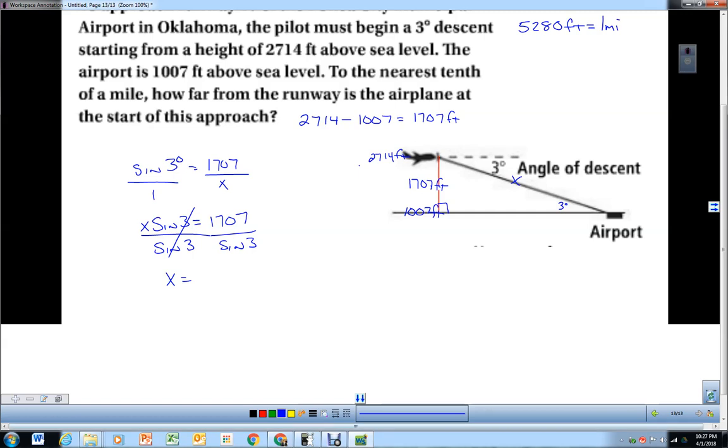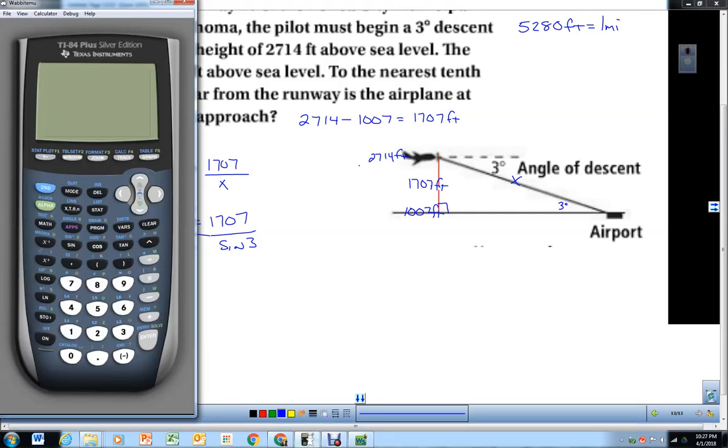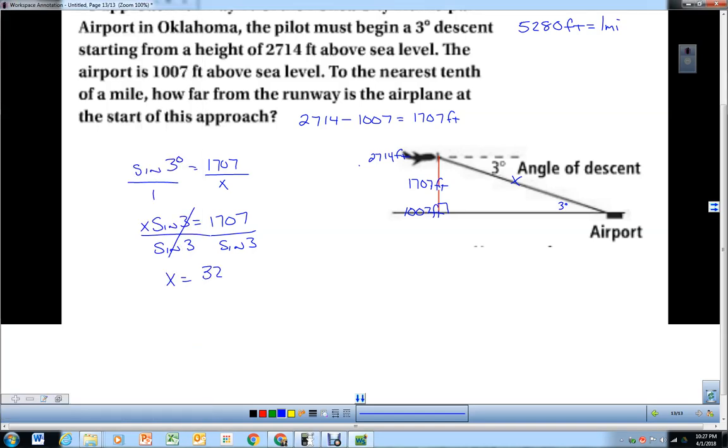Now, take our calculator, and we're going to do 1707 divided by sine of 3, equals, and that's going to give us 32,616.1997, rounded to 4 places here. So now we've got to convert this into miles.